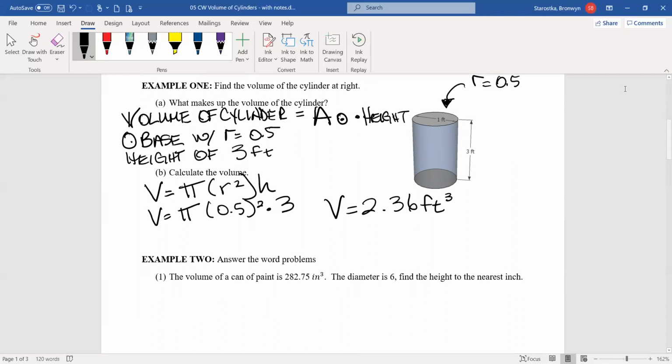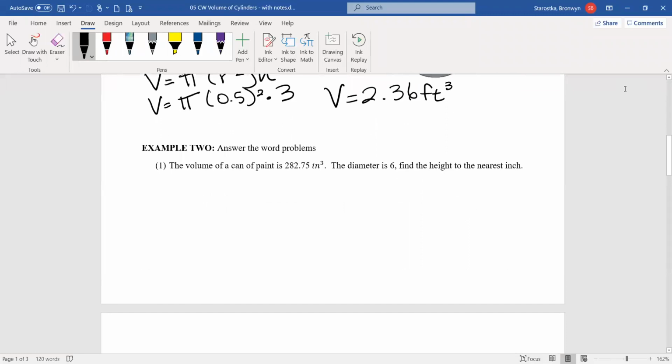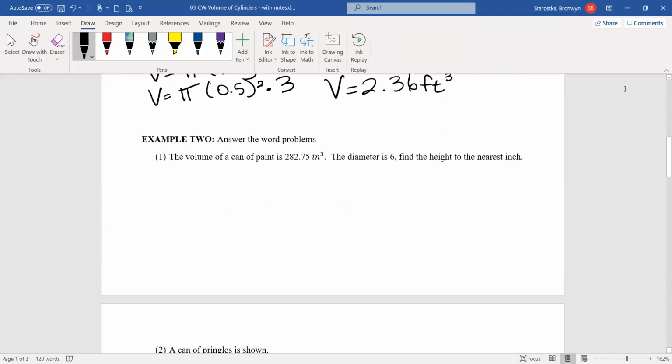Next example is us working backward. So they gave us the volume of a can of paint. They gave us the diameter, and since we know the diameter is 6, we know our radius equals 3, and we need to find the height to the nearest inch. So here we go. If we know that volume equals area of a circle, pi r squared times h, we can just plug in and solve for h. So let's do that.